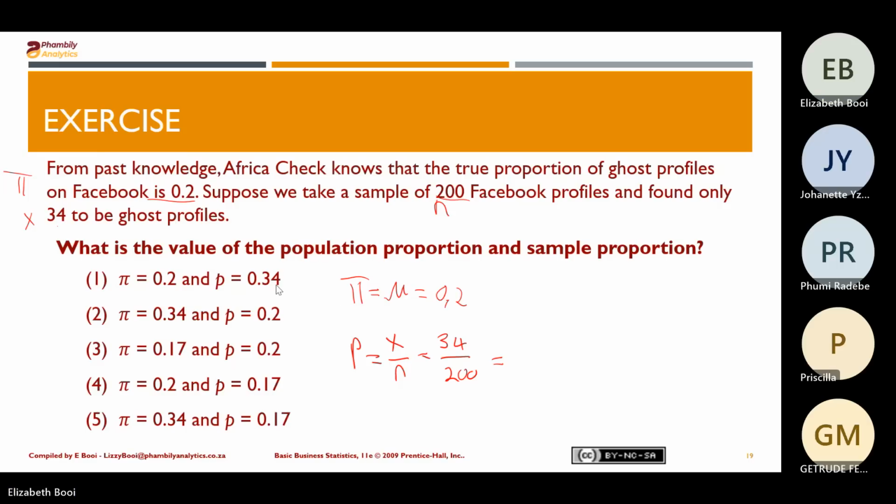$34 divided by 200. 0.1. And the answer would be option number 4. And that's how you will answer the questions as you get them.